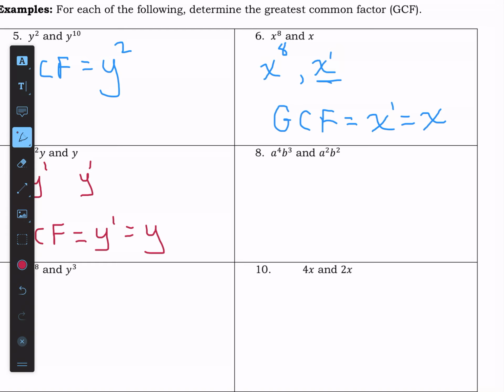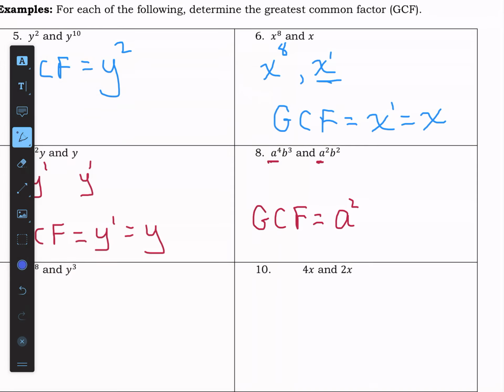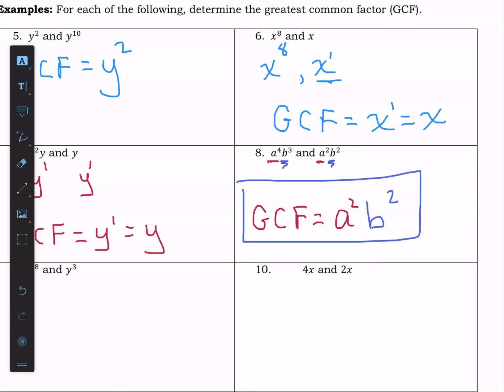All right, so now it's a to the 4th b cubed and a squared b squared. So one piece at a time. Let's first focus on the a to the 4th and the a squared. So you just take your lower exponent, which is a squared. Okay, now we look at the b's. So we've got b cubed and b squared. Take the lower exponent, b squared. This is your GCF. You just put them next to each other. That's all. One piece at a time. Just focus on the a's and then focus on the b's. That's all you got to do.